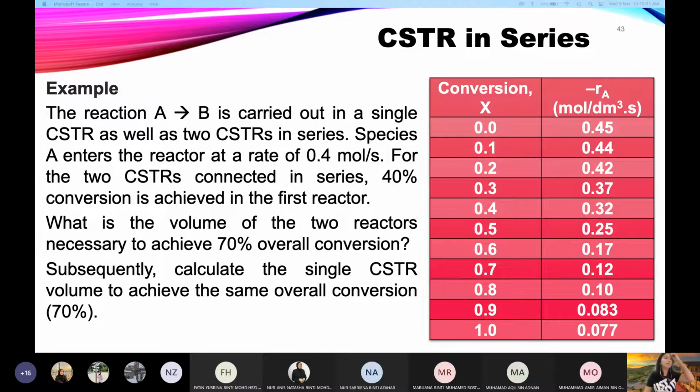Right, sorry, back to the question. Okay, so done on what the question wants. Okay, so the information further, they give us the table of information. So table, this is very important because the table provide us with the minus RA for each of the conversion. So maknanya at 0%, how much is our minus RA? At 10%, so on and so forth. So using this table, we want to solve the problem.